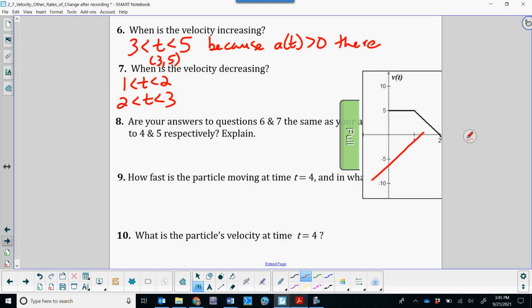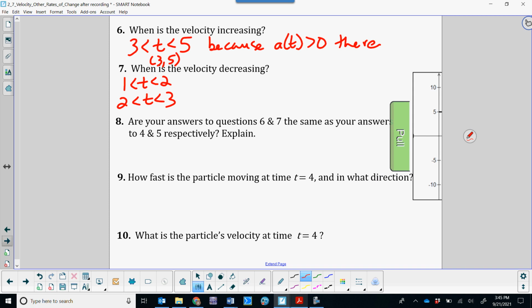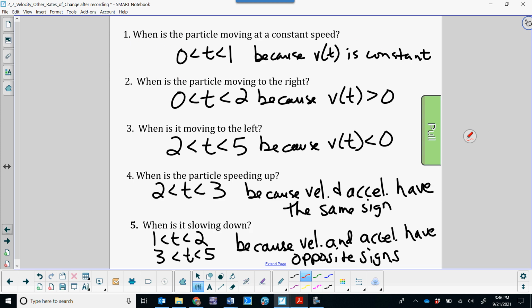And then you will give your reason as because a of t is less than 0 there. Again, you can also say 1 to 3. Then it says, are your answers on 6 and 7 the same as your answers on 4 and 5? So 6 says 3 to 5, velocity increasing. 4 was particle speeding up, and that was from 2 to 3. And so, no, that's not the same thing.